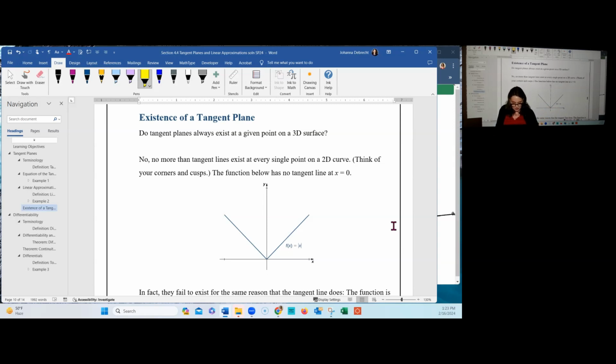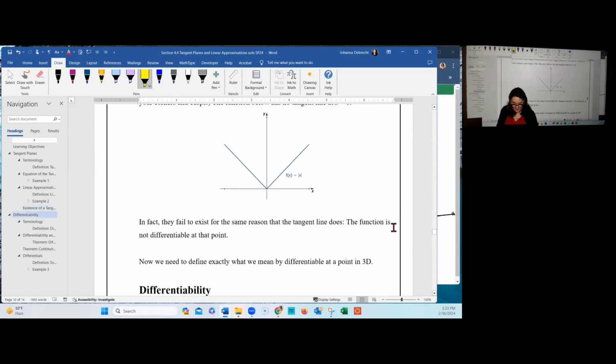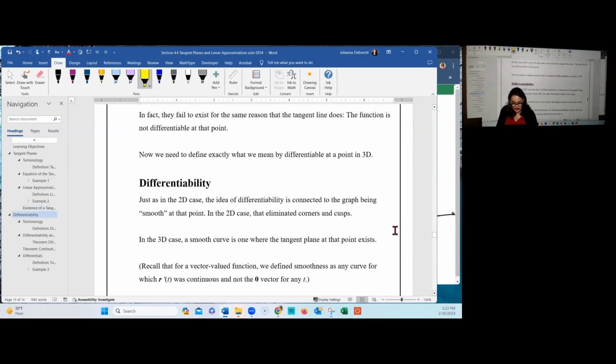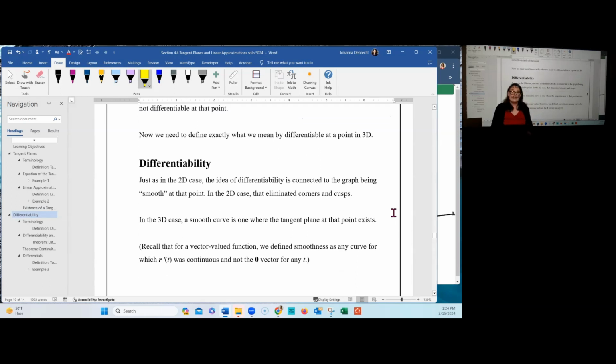It's a very similar occasion in three-dimensional space, all right? We need to define basically when that occurs, and that's going to be when it's not differentiable there. The same situation as we saw in the two-dimensional case. But in order to do that, we have to define what we mean by differentiable at a point in three-dimensional space. This is connected to the idea of the smoothness at that point.